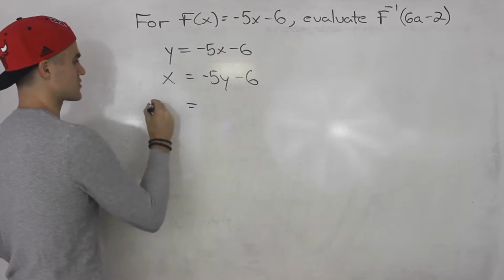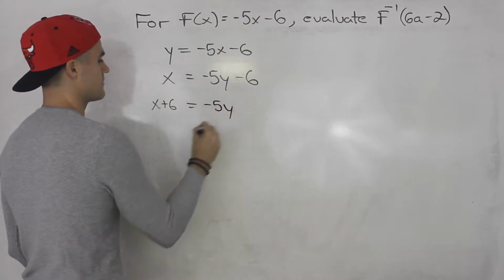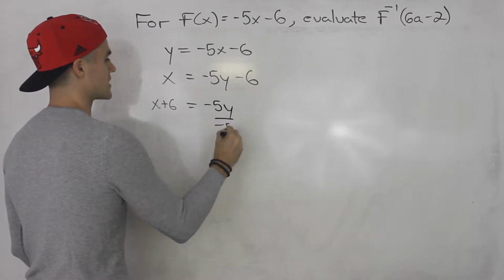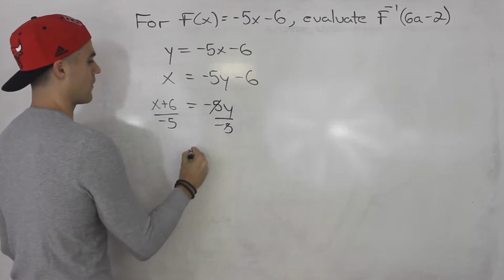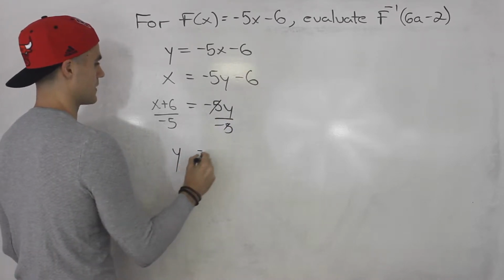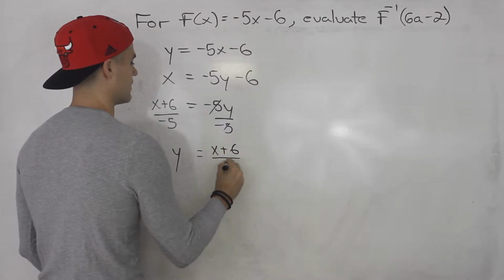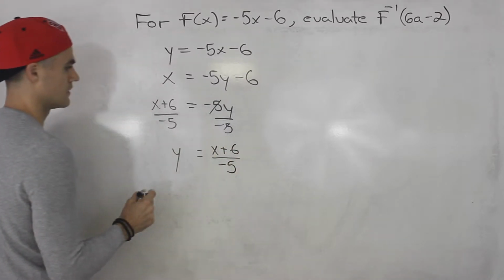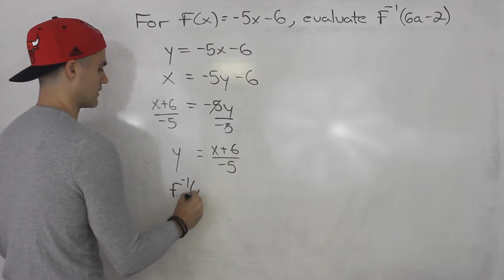So we bring the negative 6 over, so we'll have x plus 6 is equal to negative 5y. And then we could divide both sides by negative 5 to isolate for that y. So basically, y is equal to x plus 6 over negative 5. So that there is the inverse, and we can actually rewrite that like this.